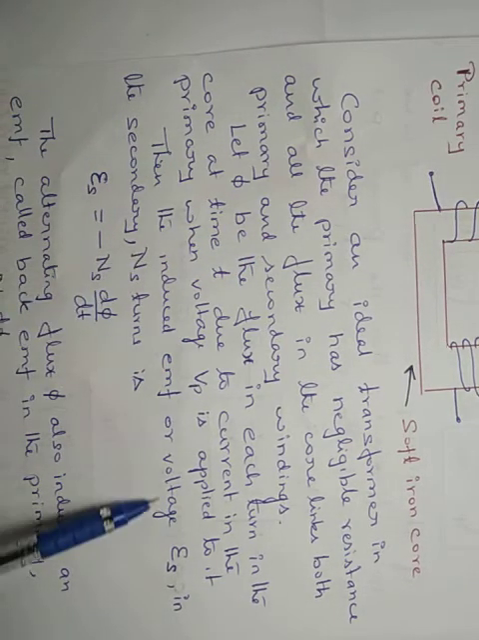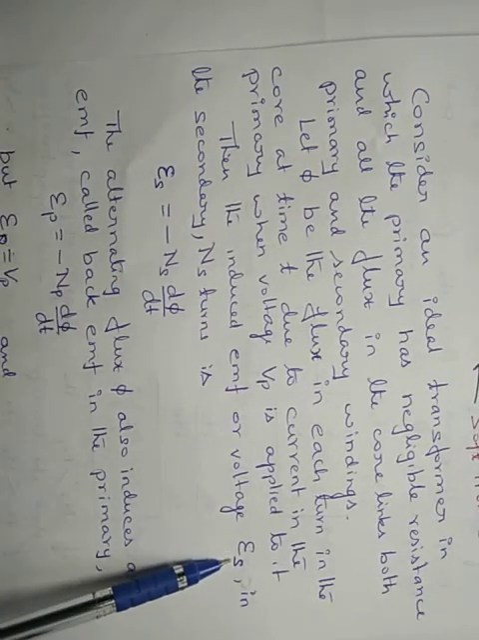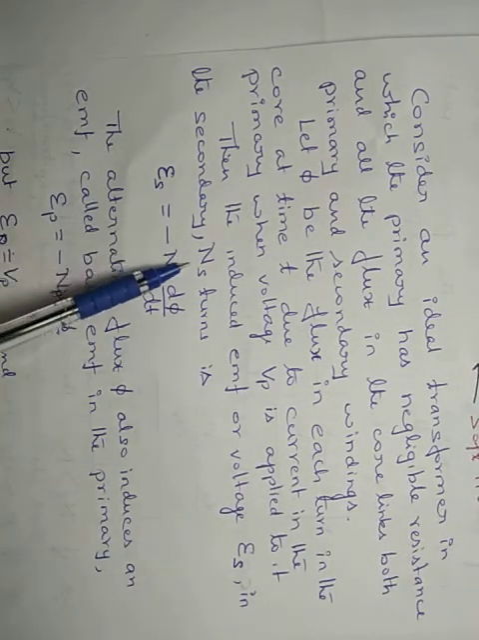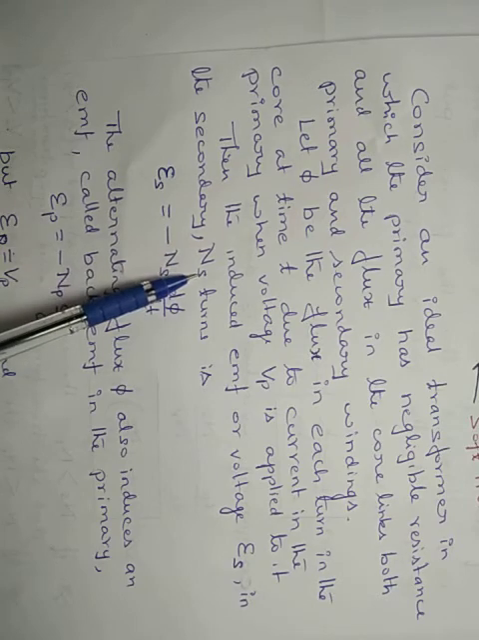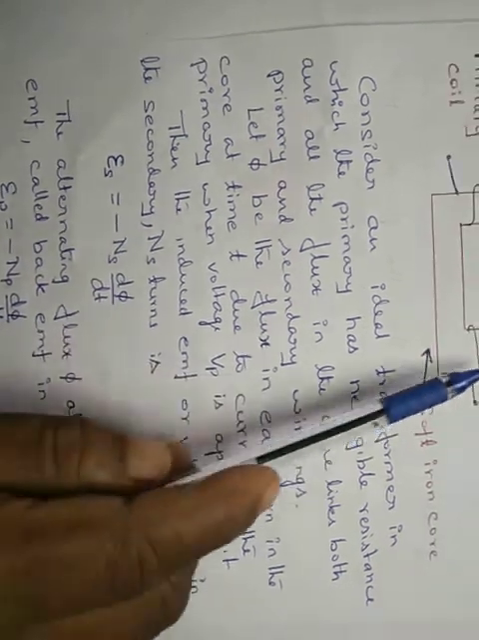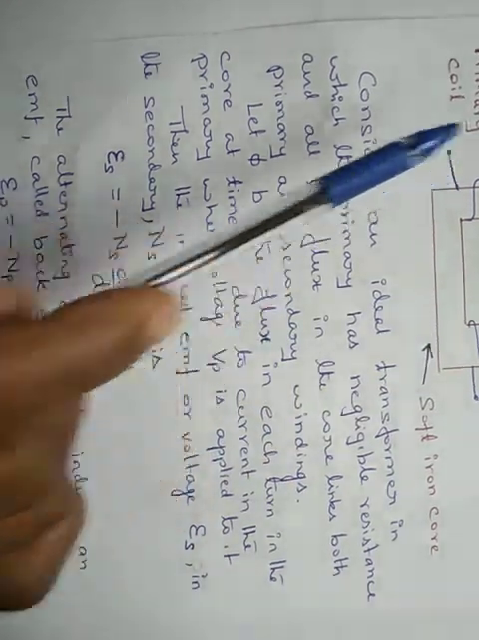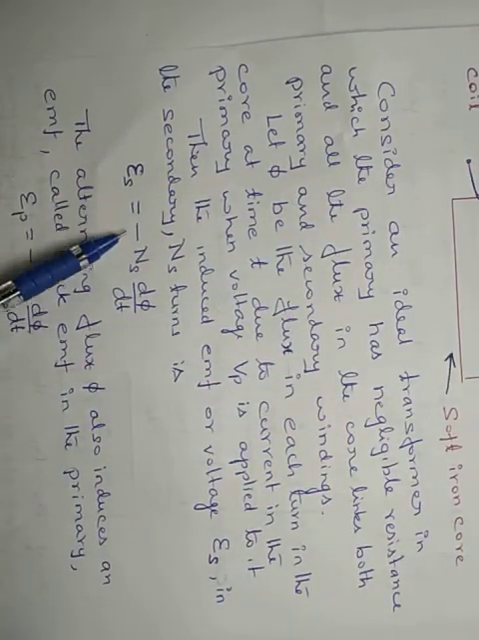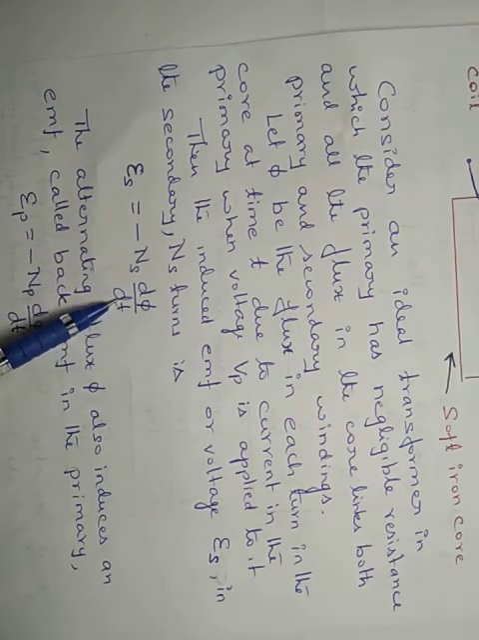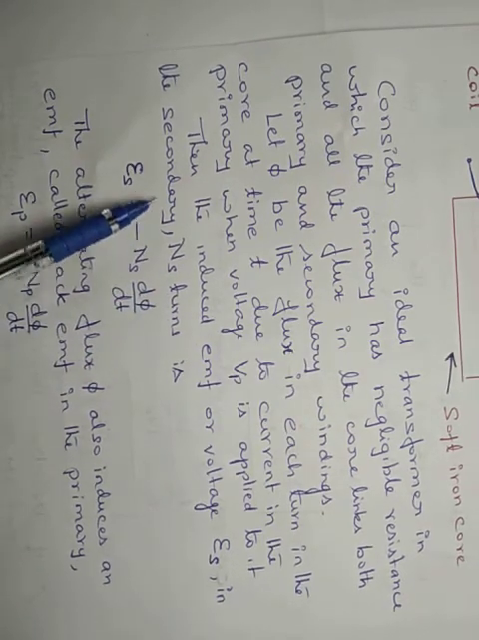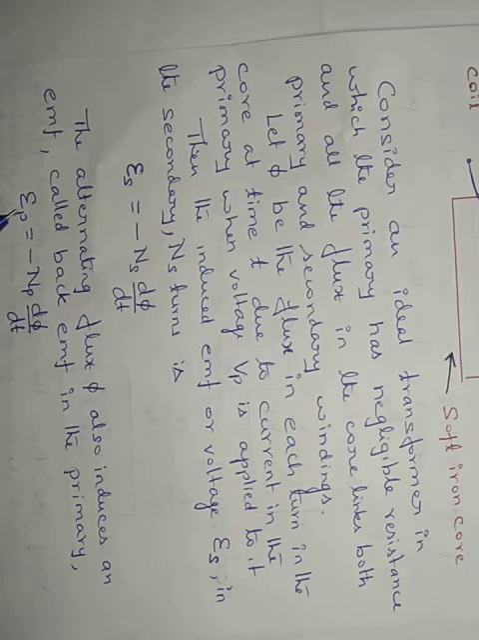Then the induced EMF or voltage Es in the secondary, where Ns is the number of turns in the secondary. What is the EMF induced in the secondary? If we apply the voltage across the primary, it is given by Es equal to minus Ns d phi by dt. This is according to Faraday's second law. The negative sign indicates the direction of the current. It is always opposite to the cause.